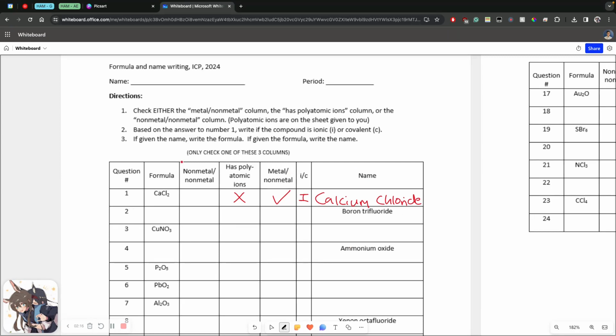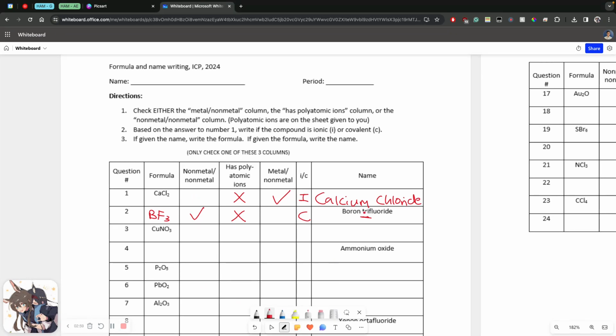Moving on to question 2. Now we're given the name, boron trifluoride. Once again, we determine the first element. It's a nonmetal. The second element is automatically a nonmetal, so we give that check mark there. And we know that fluorine is not a polyatomic ion. Based on this information, it is covalent. So we follow the covalent naming rules and start by writing the first one, boron, and then for trifluoride we put F subscript 3. And that is your answer.